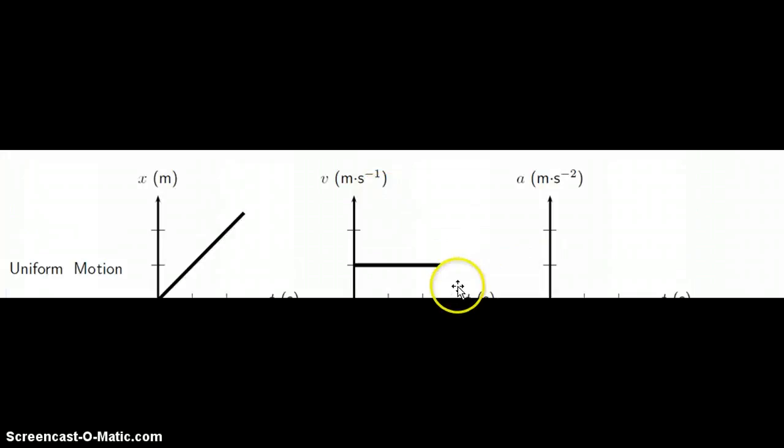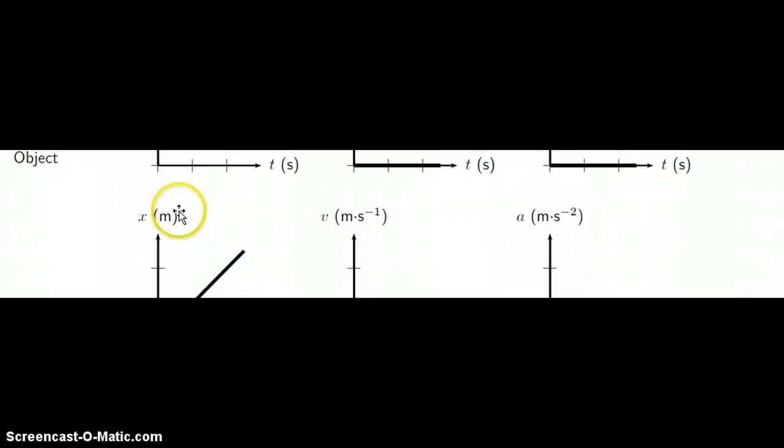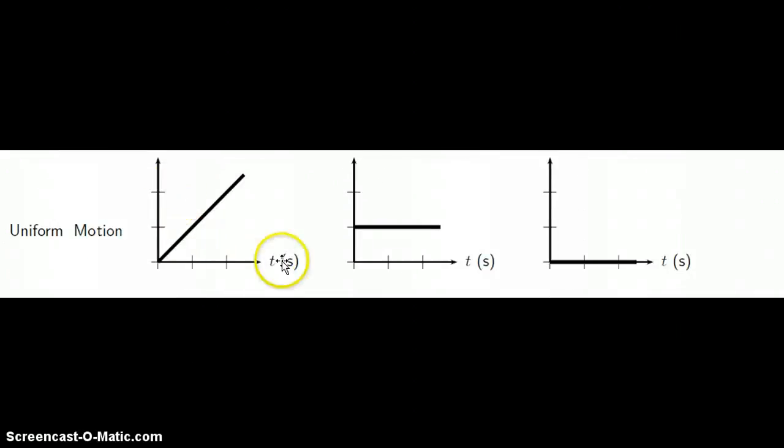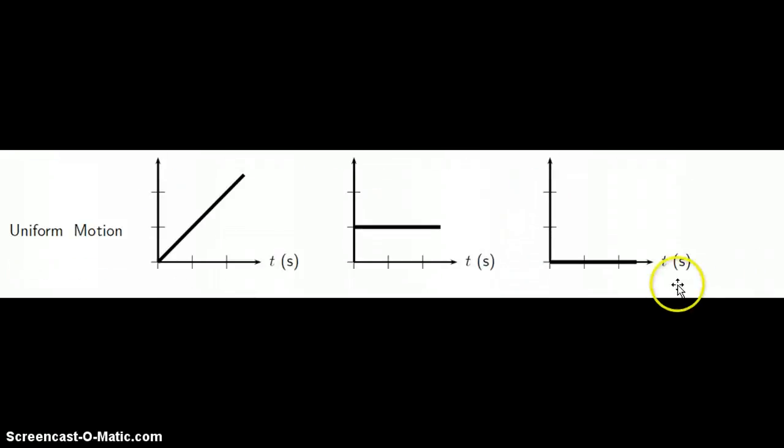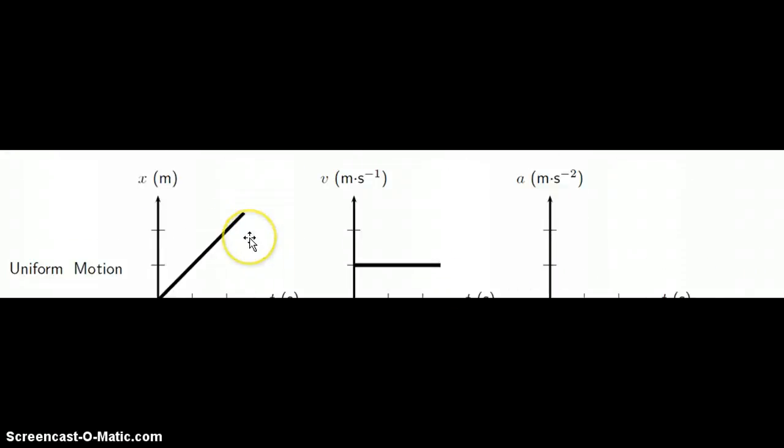Well, let's look at this graph, for example. As you can see, this is the x versus t graph, the v versus t graph, and the a versus t graph. So, let's look at this.